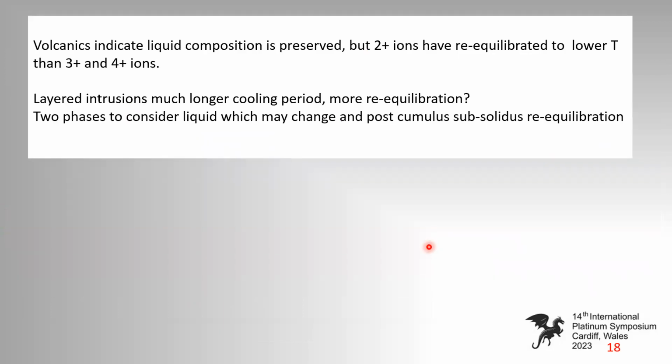So volcanics indicate liquid composition is preserved, but +2 ions have re-equilibrated to lower temperatures. Layered intrusions have a much longer cooling period. So is there more re-equilibration? And we have to think about two phases. There could be liquid percolating through our chromite layers. It could be a different liquid to the liquid that the chromite crystallized from. And then, of course, there's subsolidus re-equilibration to worry about.